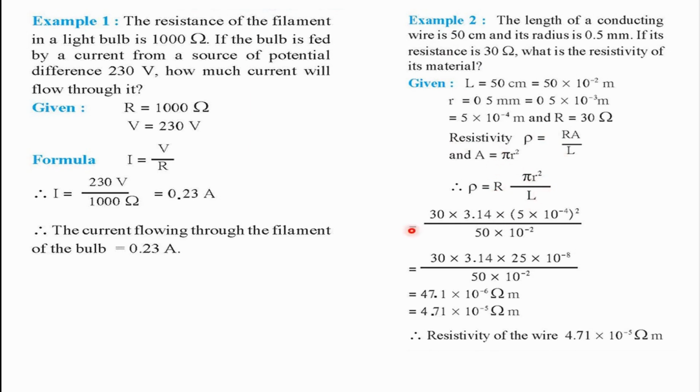Since we are representing here a wire, we just consider the area of cross section will be circle only. Applying this formula over here, substituting all these values, R is 30, pi is 3.14, r square will be 5 into 10 raised to minus 4 square upon L, that is 15 into 10 raised to minus 2. When you solve mathematically, you will get this value, 4.71 into 10 raised to minus 5 ohm meter will be the resistivity of the material.